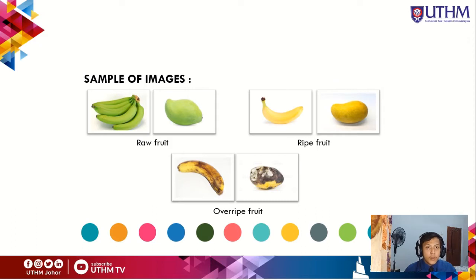These are samples of images that are used for this project. There are two kinds of fruit used for this project, which are banana and mango. The fruit will be classified into three types of maturity, which are raw, ripe and overripe.